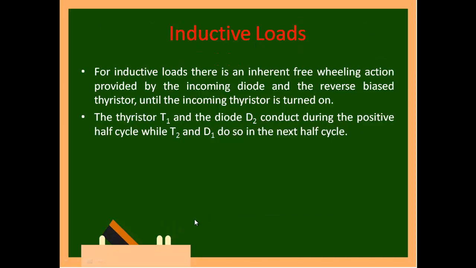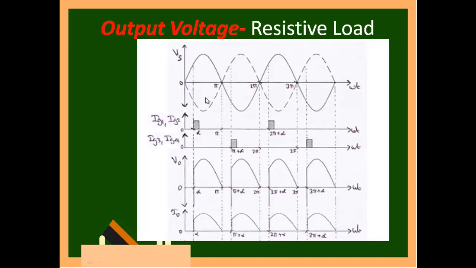Now if an inductor is brought in, what will happen? For an inductive load there is an inherent freewheeling action provided by the incoming diode and the reverse biased thyristor. Until the new incoming thyristor is turned on, the device will be in the off state. You can see here, at this instant your voltage and current go to 0, so automatically your device will get turned off. But if the inductor is inserted, it will not go off, but will continue until you turn on the next thyristor. Up to that instant it will be in the on state itself.